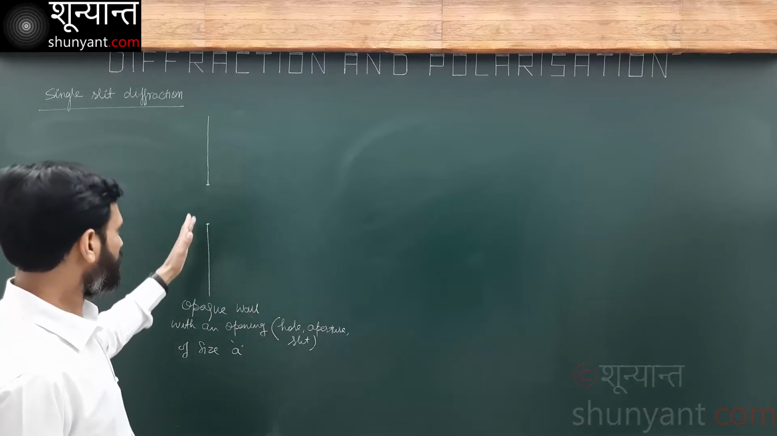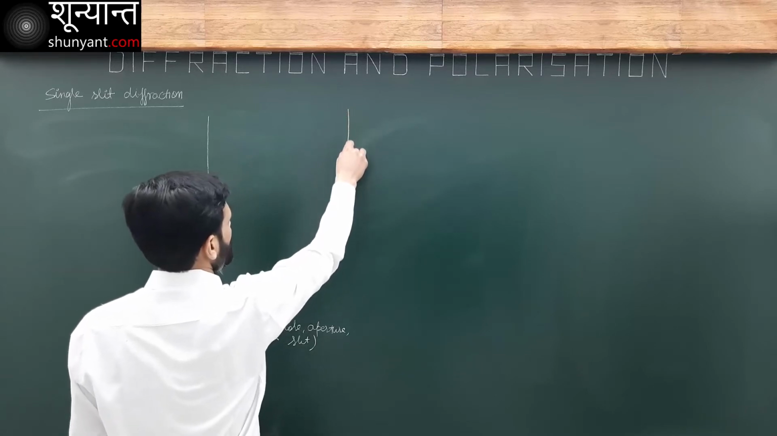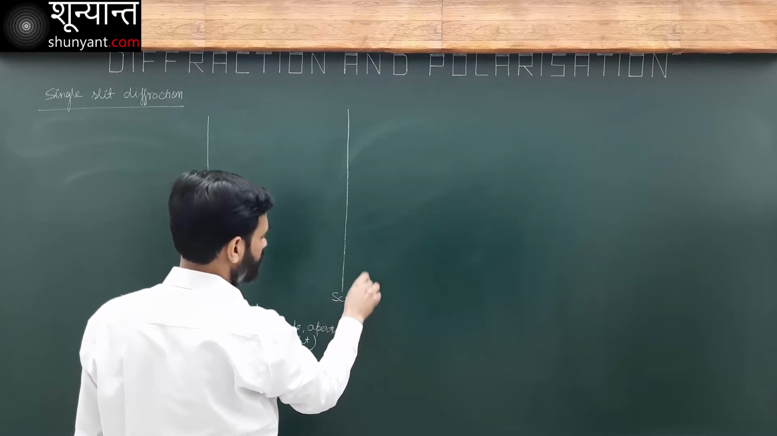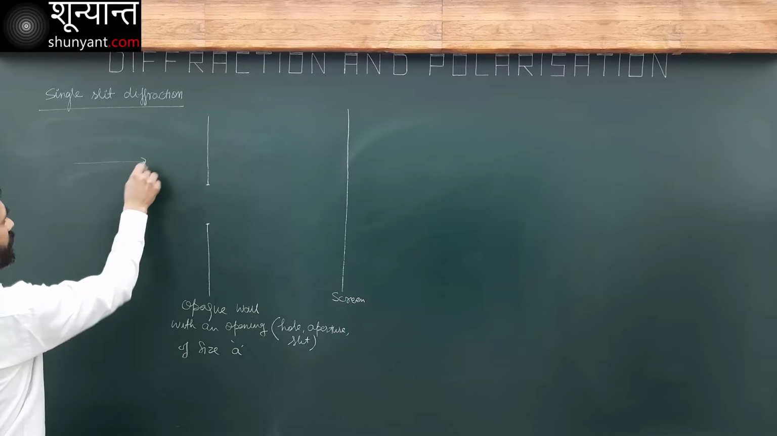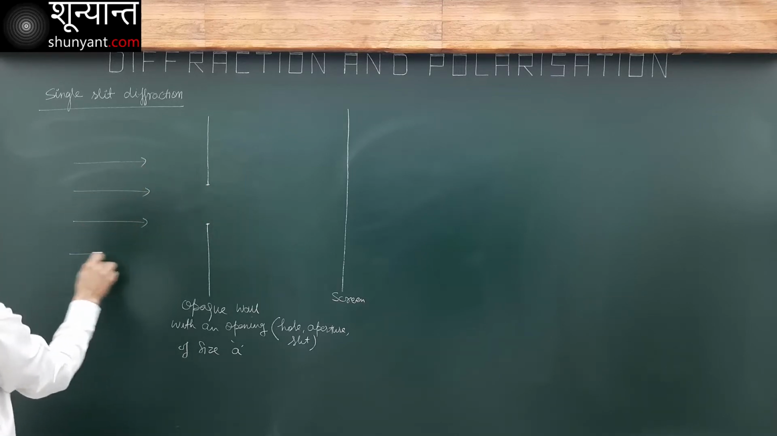Now in front of this wall, I have a screen here. This is my screen on which I am going to observe the diffraction pattern. On this whole thing, a parallel light beam is incident normally.